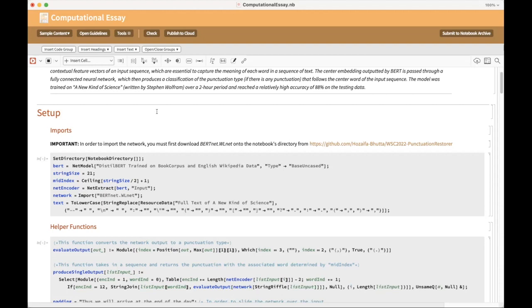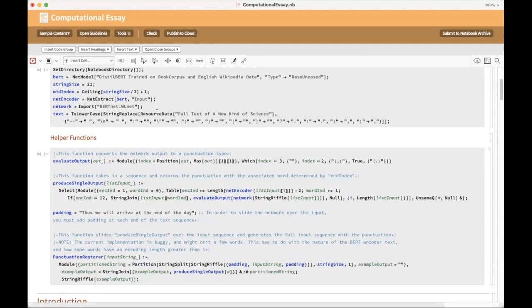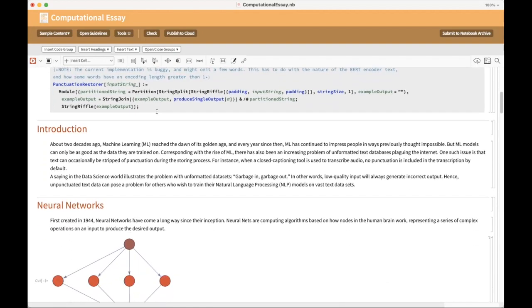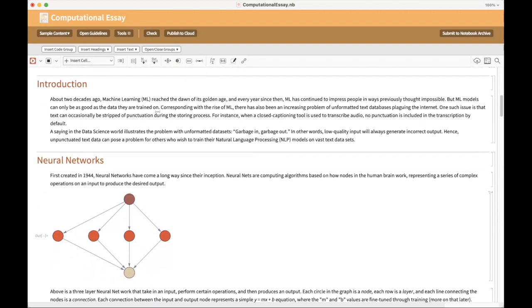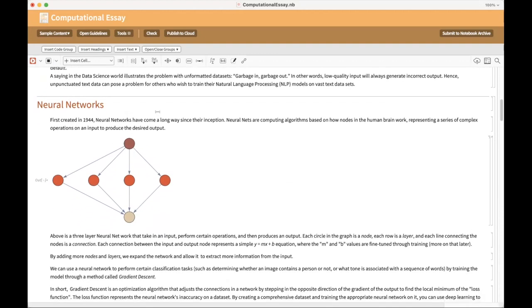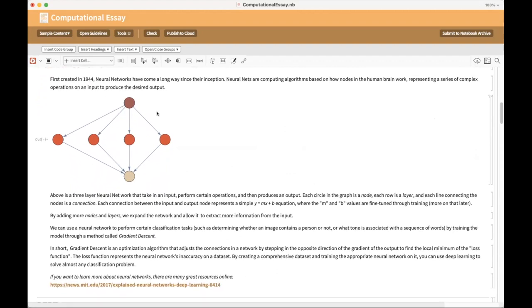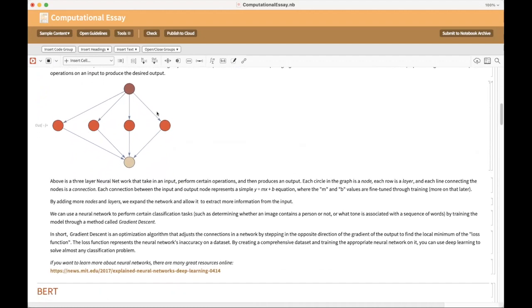The model then extrapolates from their past to make informed decisions in new scenarios. So looking into neural networks, the first one was created in 1944, but they've come a long way since then, because neural nets are essentially a computing algorithm based on how neurons in the human brain work, where they represent a series of complex operations on an input to produce the desired output. And they're made up of a series of rows and layers connected to each other with weights.